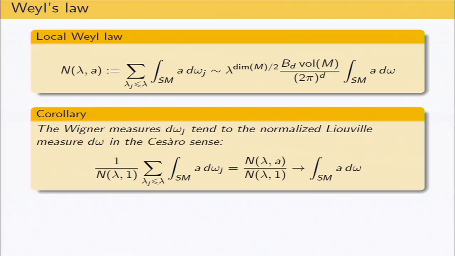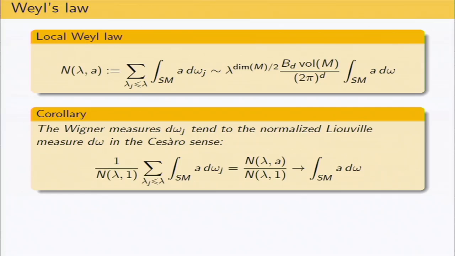Namely, if you take the average of these Wigner measures with lambda j going up to lambda, in the previous notation, that's simply n lambda A over n lambda 1. And that ratio, because n lambda 1 is just asymptotically equal to this quantity, if you divide that quantity by this quantity, you get the space average, which is just the integral against the Liouville measure. So in the Cesaro sense, the Wigner measures tend to the normalized Liouville measure.